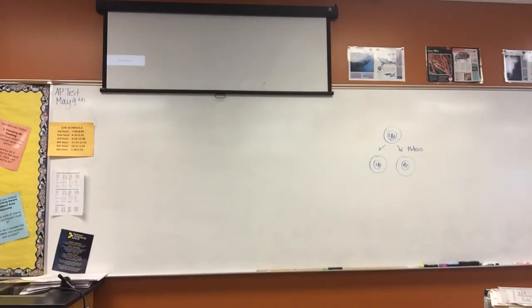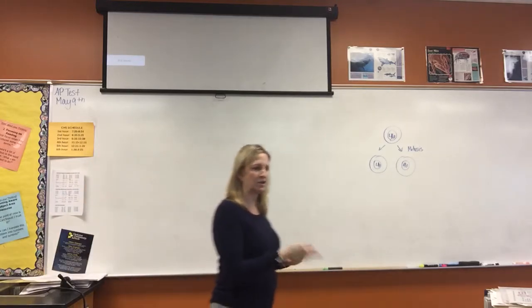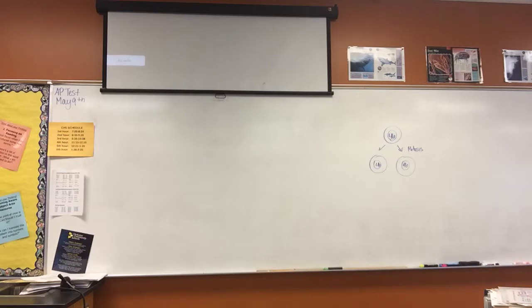Somatic and gametes. So somatic cells are basically any cell in your body that's not a gamete, and a gamete is our egg and our sperm cells. And so mitosis is the cell division that we use to make our somatic cells, all of our body cells that are not egg and sperm cells. And then meiosis is another whole cell division used to make your egg and sperm cells.